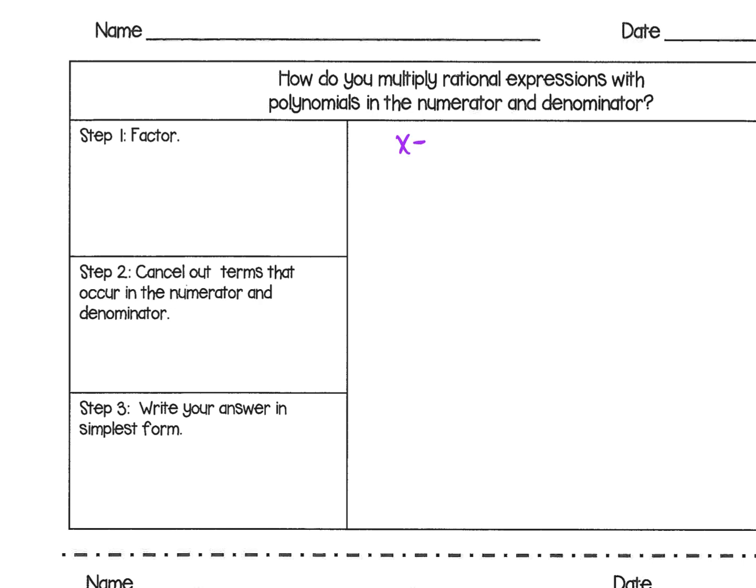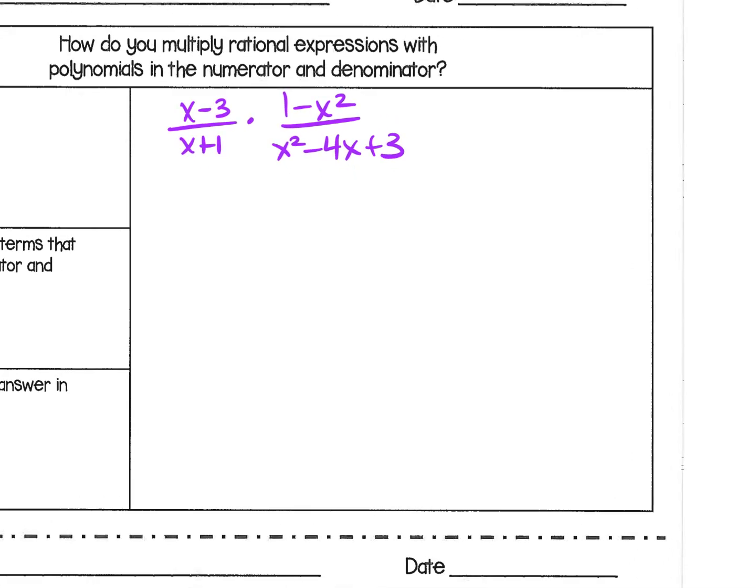So let's look at this. If we have x minus 3 over x plus 1 times 1 minus x squared over x squared minus 4x plus 3. Can we factor anything in the first part? These are already factor pairs, aren't they? However, can we factor the second part? 1 minus x squared is a difference of two squares, isn't it? So what would it factor into? You're tempted to say x minus 1, x plus 1, but it's not. It's backwards, isn't it? So it is 1 minus x, yes.